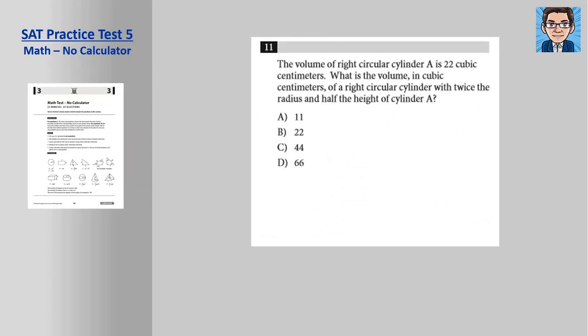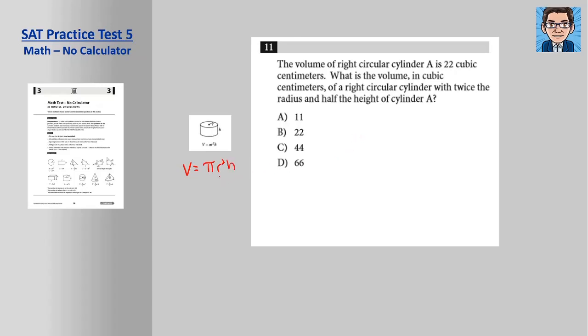So we have a cylinder with a volume of 22. And it's asking us what's going to happen to the volume if we double the radius. So the radius is going to be doubled. And we take half the height. So this is actually one of the times when we can use the equations on the first page here. So let's pull up this equation here. So V equals pi r squared h.